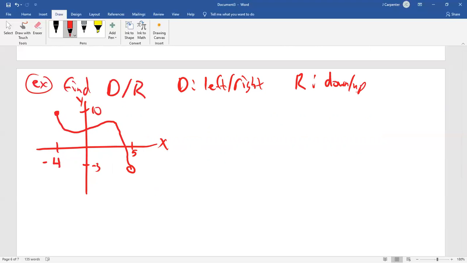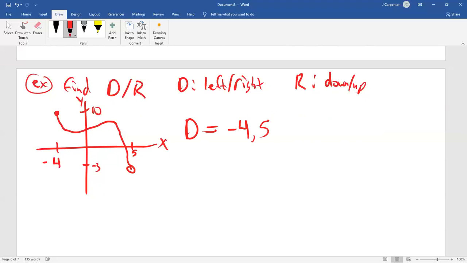So this thing seems to have a highest value at 10, and it swings down and it swings back up, but it never goes below 10, and then it swings back down. In terms of left and right, it goes from -4 all the way to +5. So our domain, again, we start at -4 and we're nice and smoothly moving until we hit the +5. So we go from -4 to 5, but then we need parentheses and brackets.